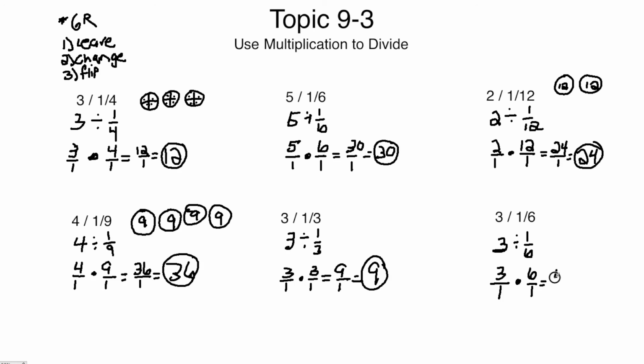3 times 6 is 18. 1 times 1 is 1. 18 over 1 is 18, or 18 divided by 1 is 18. So there are 18 1/6 and 3 whole things. If you got that, great job. And I hope you understand how to use multiplication when we are actually dividing. All right, I shall see you tomorrow.